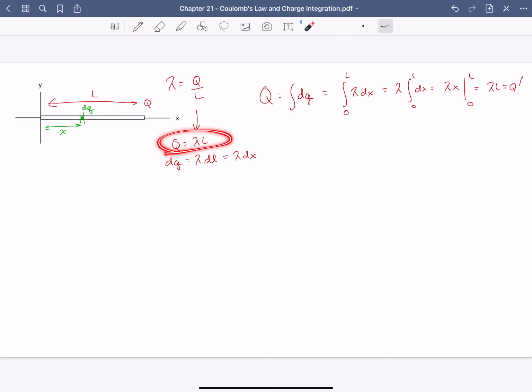Lambda times L is Q. And again, that should come as no surprise that we got the total charge, since we know the total charge. But now let's tweak this just a little bit.